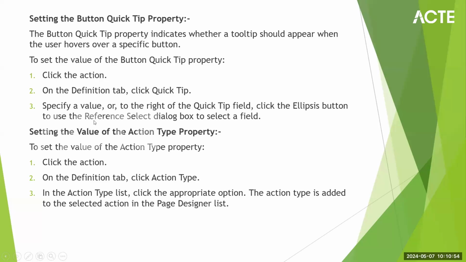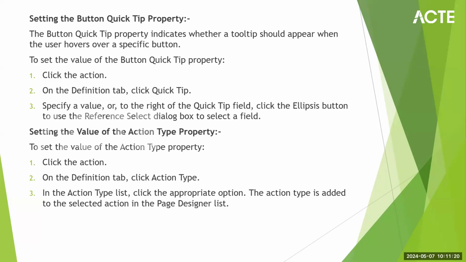I mean, not clicking, just keeping your mouse on that particular button should trigger an action. So how do you do it? Click on the action on the definition tab, click quick tip and specify a value. If not, map the corresponding field that is already there in the existing manuscript with the respective data.